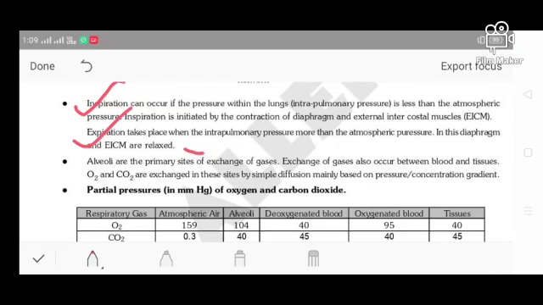After that, the alveoli. So alveoli is the primary site for the exchange of gas. Alveoli is the part where the exchange of gas occurs, both oxygen and carbon dioxide. Okay.